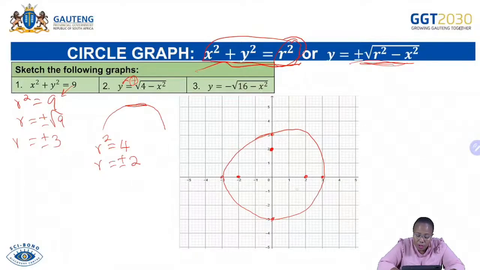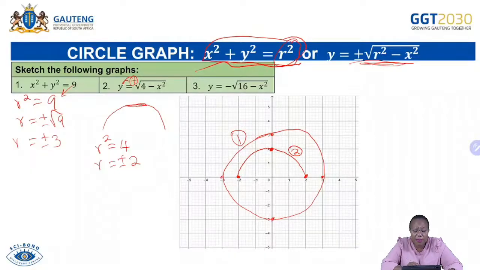We don't go on the y negative because this is a positive y. So we'll have a semicircle. That is the semicircle graph number 2. This is graph number 1, graph number 2.